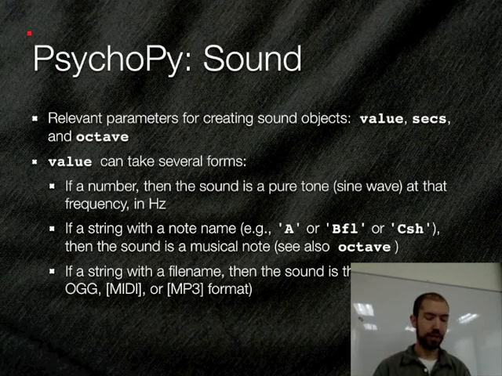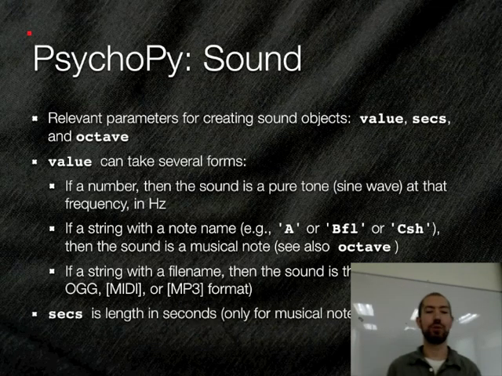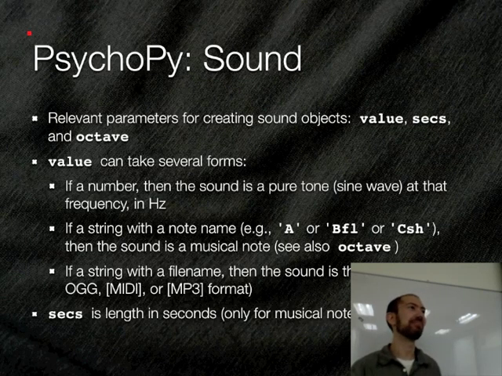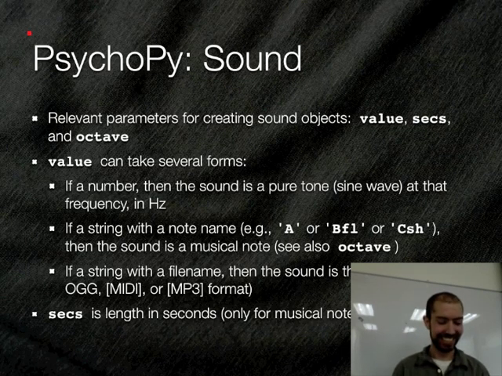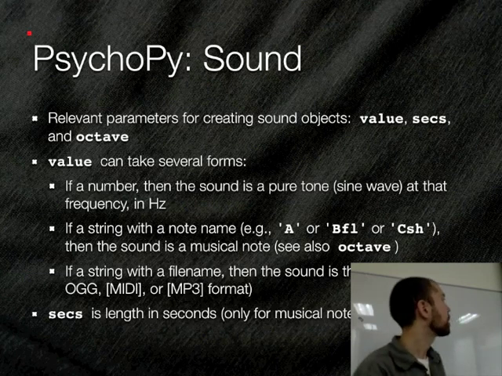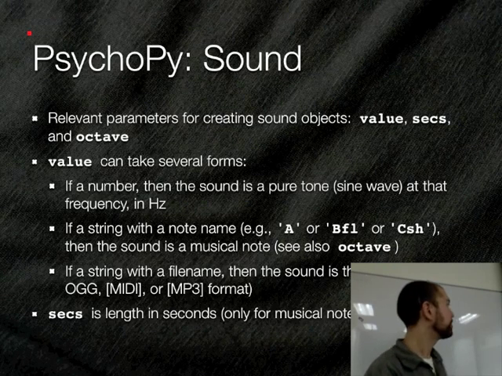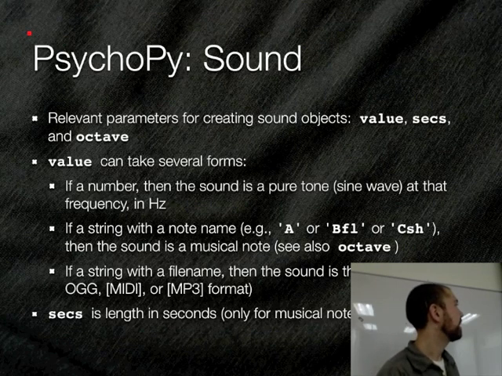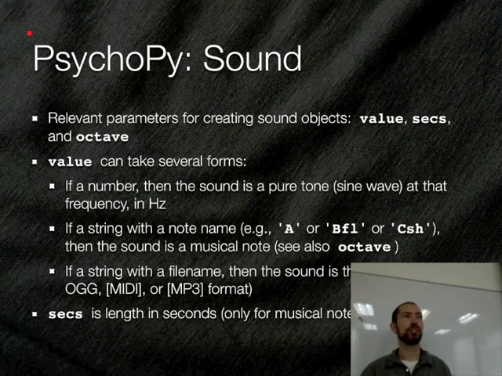Now, the other two are a little bit simpler. So sex can take on multiple forms, but the variable named sex can only take on one form, which is a decimal number, which is the length of the sound in seconds, okay? So this only matters if you're giving it a musical note or a sine wave, right? Because if you give it a file name, it knows how long the song in that file is. But if you tell it to play an A sharp, you have to tell it to play an A sharp for like 1 second or 10 years, right? Because it makes a difference.